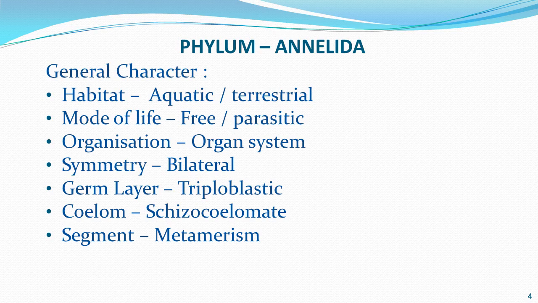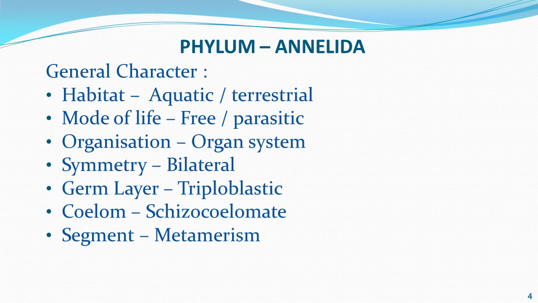Parasitic means it lives inside or outside another organism as a parasite. It depends on that organism, the host, for its life. That kind of lifestyle we call parasitic. Free means it does not depend on another or host organism for its survival. It can live freely on its own. So both types occur: either free type or parasitic type.